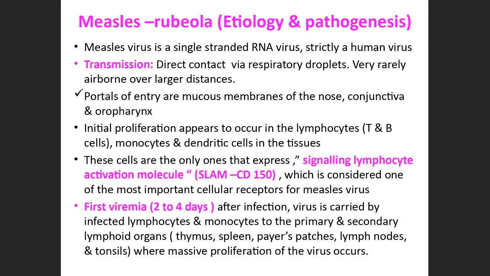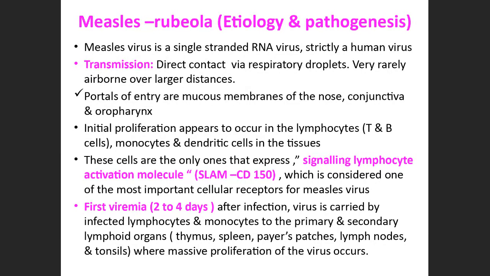So we will talk about measles first. Measles, which is also known as rubeola. Measles virus is a single-stranded RNA virus, strictly a human virus. How does this get transmitted? It gets transmitted by direct contact via respiratory droplets, and sometimes it might be airborne, but the commonest route is respiratory droplets. Portal of entry is the mucous membrane of nose, conjunctiva, and oropharynx.